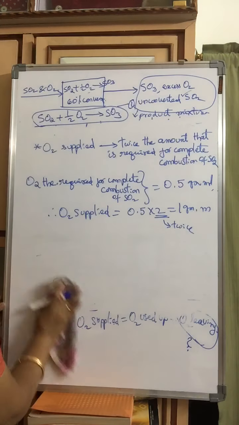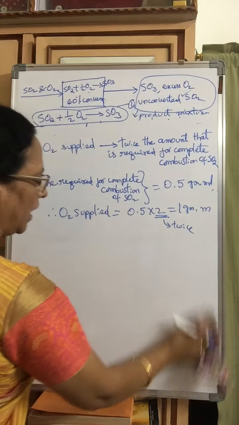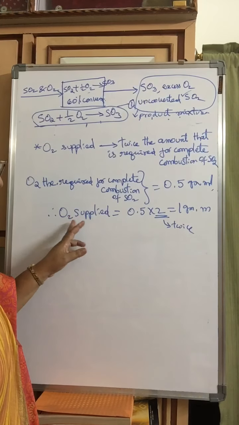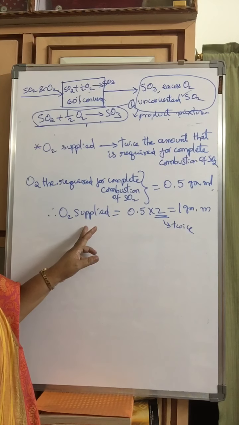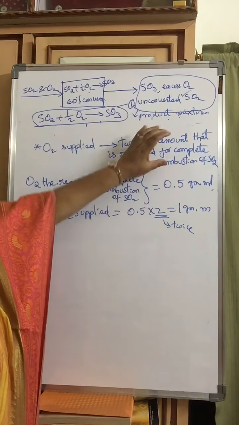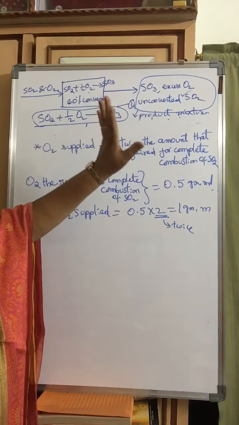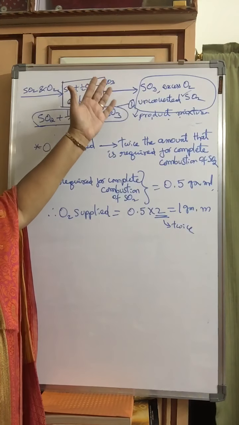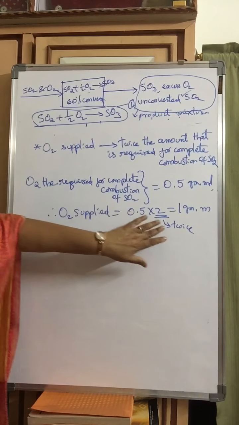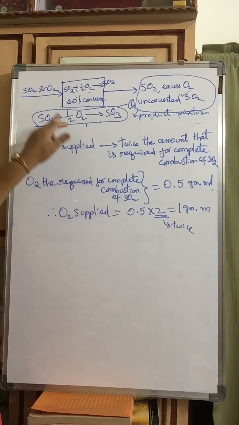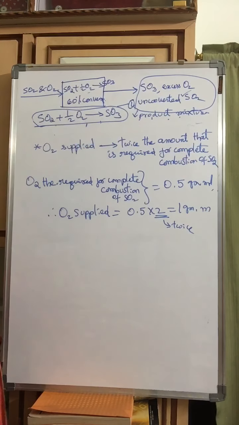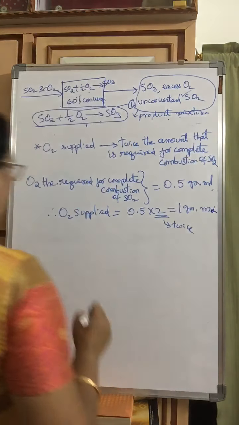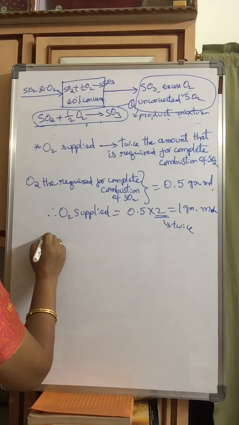So like that we calculate. Last class also I explained oxygen supplied calculation; you need to do it carefully depending on the information given. For some problems it will be given as 20% excess over theoretically required. Here it is twice as much as required if oxidation is complete. So that is 1 gram mole. Now oxygen supplied we got.